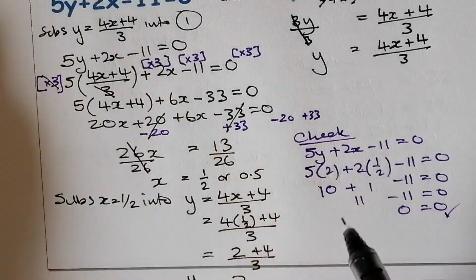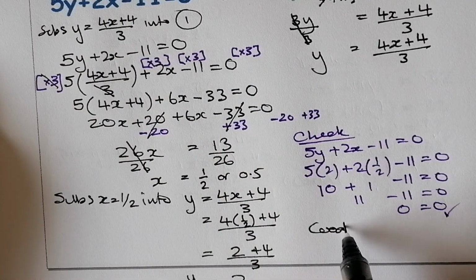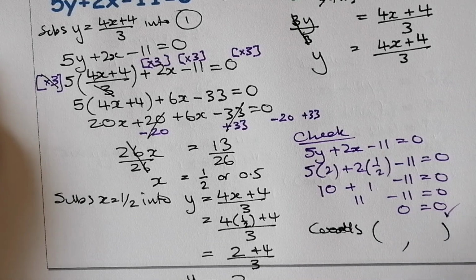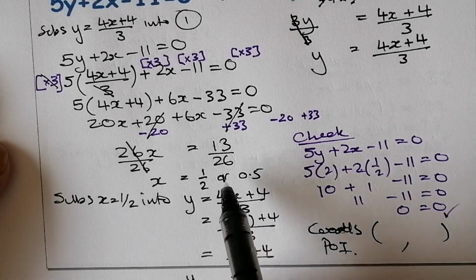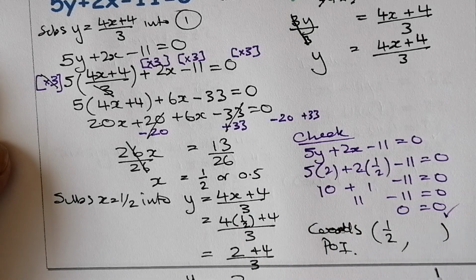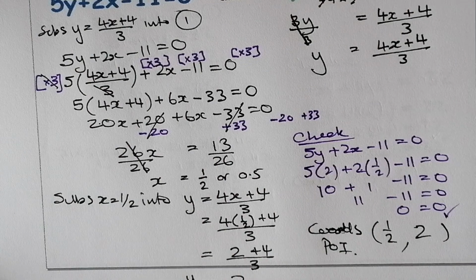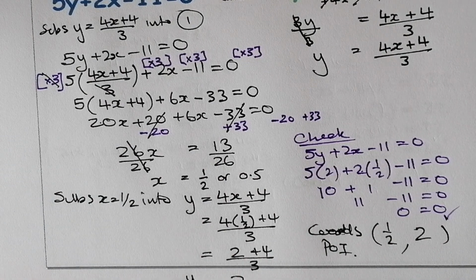So my coordinates on this one are going to be, and that's my point of intersection. So that value is going to be x value first, which is a half. I'll just leave it as the fraction, and 2 for the y coordinate. And that would be that complete.